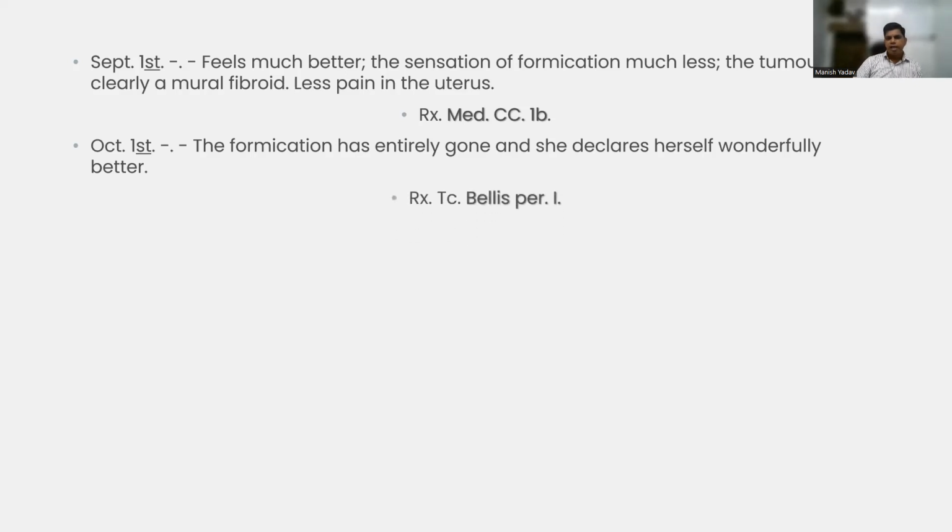Now here, the formication and the uterus is better. So what he says is that he gives Belladonna. Of course, why Belladonna? I told you that 7 months before there was an injury. Now here you can debate that why a patient is better than why to give it.